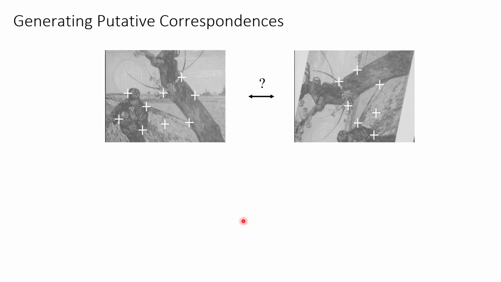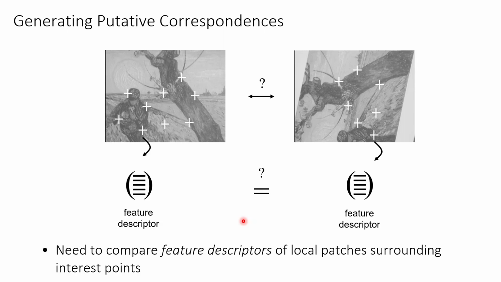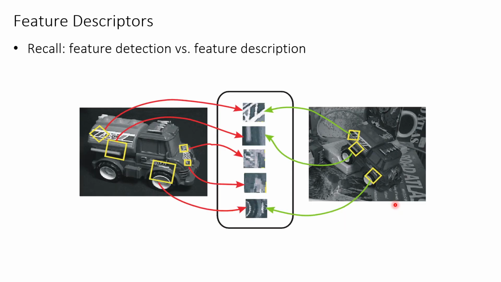So generating putative correspondences is a problem. For that, we had to assign feature descriptors to these points that we computed. These points may be Harris corners or difference of Gaussian extrema, and so on. So we need to compute feature descriptors for local patches surrounding interest points. So we had to know the difference between feature detection and feature description. Detection means finding points that are interesting to be relocated, and feature description is assigning a signature to each of those points.